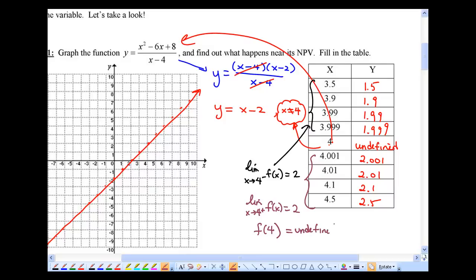So therefore, how do I show that on my graph? Well, I show that with an open dot. So let me erase the graph. Let me now put an open dot, or what I call a point discontinuity, at where x equals 4, so right about here. And then I want to graph it out like this, straight line everywhere else, except at that point. This point, 4 comma 2, is the point discontinuity.